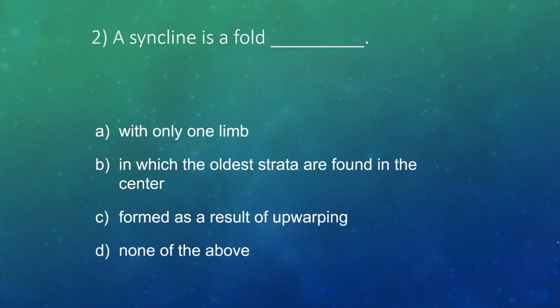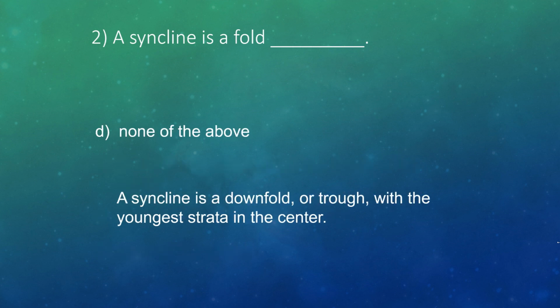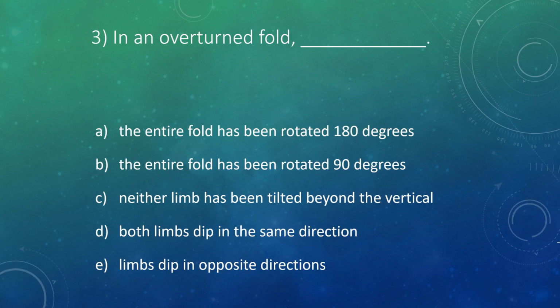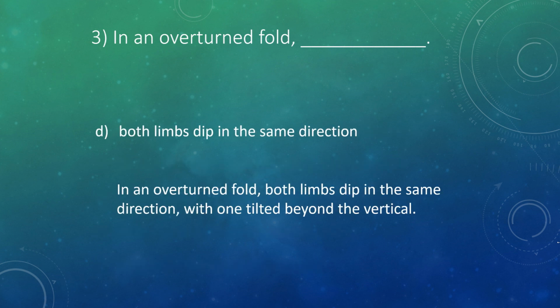Question 2. A syncline is a fold blank. Okay. Well, the answer is none of the above. A syncline is a downfold, or trough, with the youngest strata at the center. In an overturned fold, blank. Note this is question 3. So what of these is true for an overturned fold? All right, well, in this case, the answer is D.